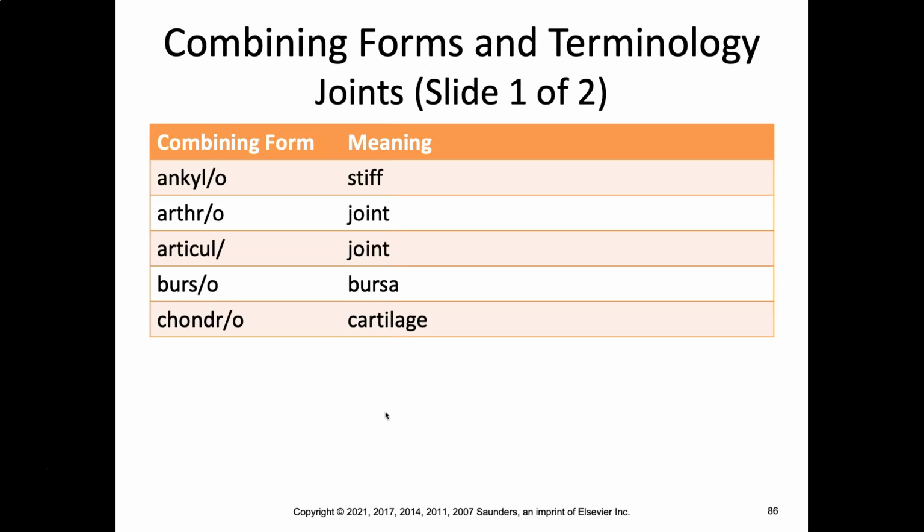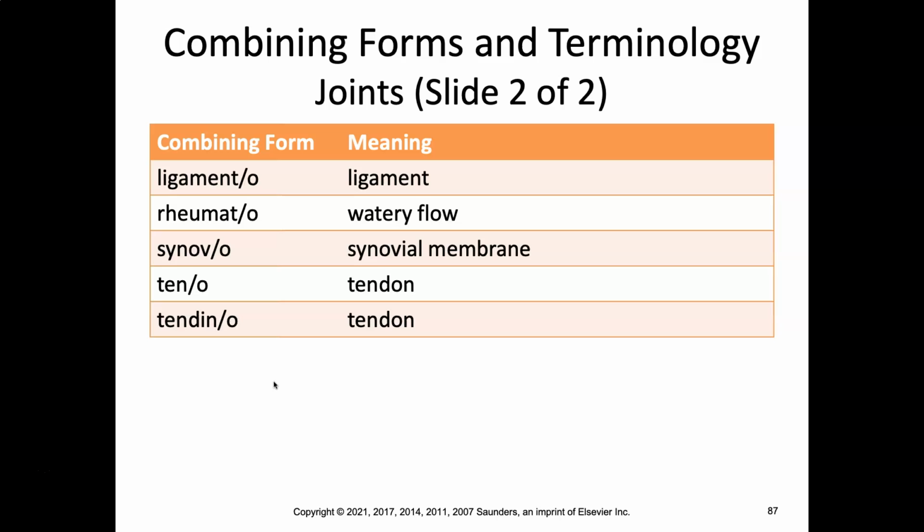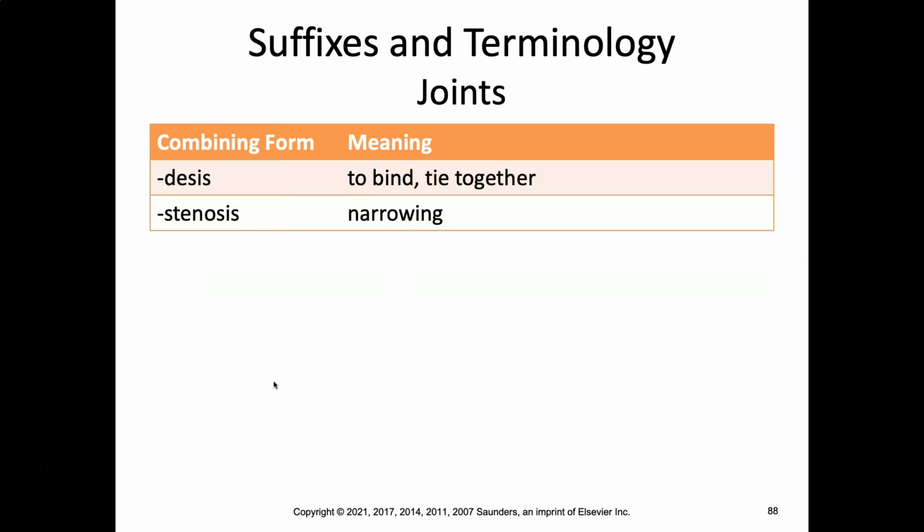All right, combining forms. Remember our equation: a root plus a combining vowel equals the combining form. So we have ankylo, arthro, articulo. Ooh, we're missing an O there. Articulo, burso, and chondro. Ligamento, rheumato, synovo, teno, and tendino. Oh, we've got two for tendon, so watch out for that. Teno and tendino. Now, desis and stenosis.